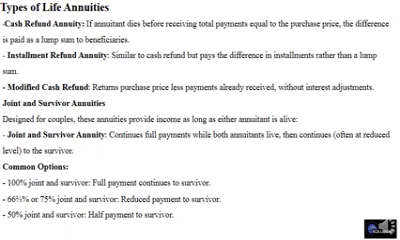We want to look at the types of life annuities. We have the cash refund annuity, the installment refund annuity, and the modified cash refund. So let's look at the cash refund annuity. If the annuitant dies before receiving total payments equal to the purchase price, the difference is paid as a lump sum to beneficiaries.